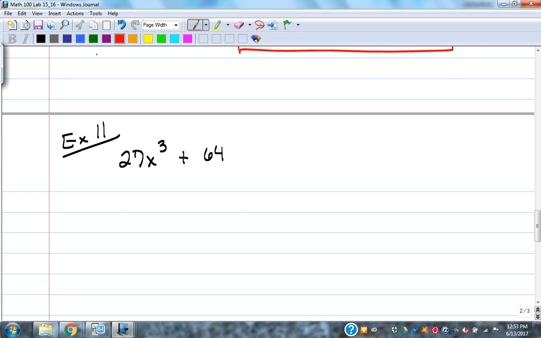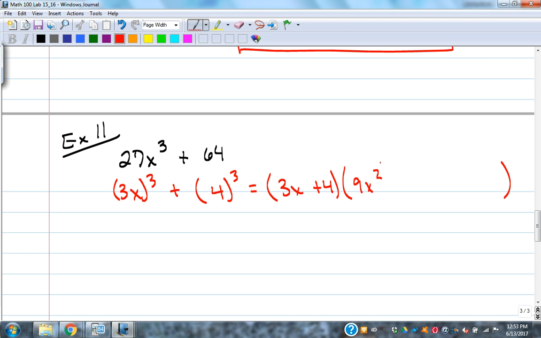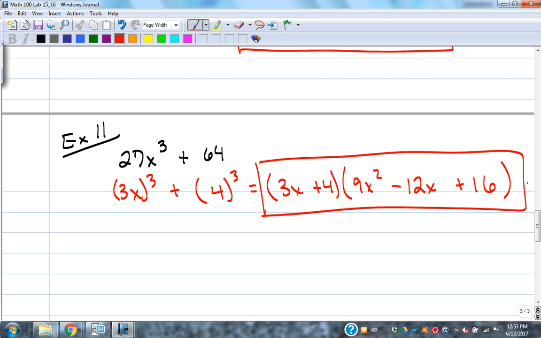Example 11, it's a sum of cubes because 64 is a cube number, 27 is a cube number. 27 would be 3x cubed, 64 would be 4 cubed. The short piece is the same, so it's 3x plus 4. The long piece, we're going to square 3x, which would be 9x squared. 3x times 4 would be 12x. It's a minus sign. And then 4 squared would be 16. And there's the factored form of example 11.